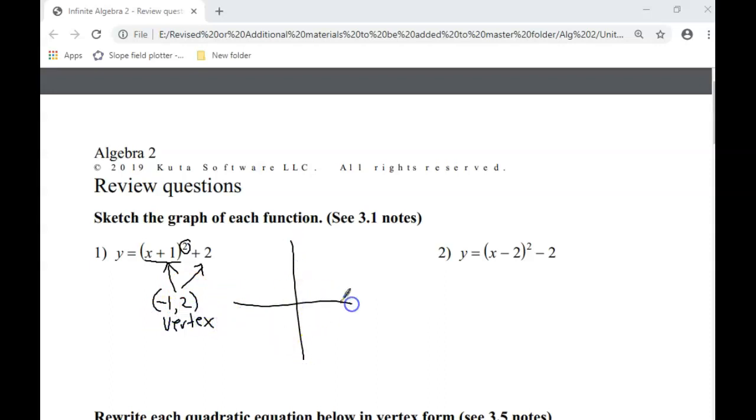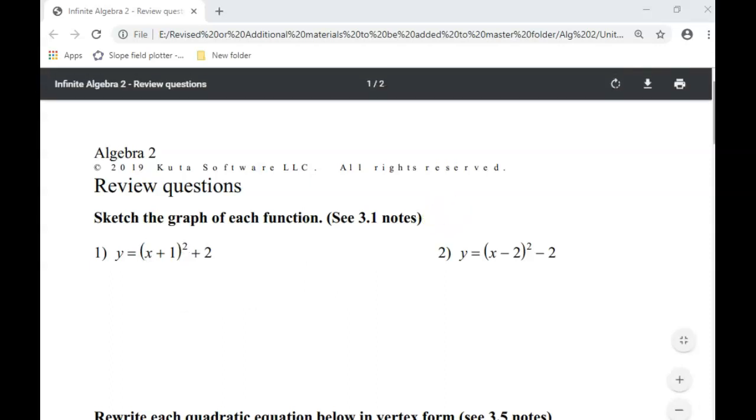So then we're going to plot that point. Left 1 up 2 would be here. Then you look at the number in the front here. In this case, there is no number, so that's a 1, which means it's a positive 1. And when that's positive, you have a happy face. So there's your parabola. It would look something like that.